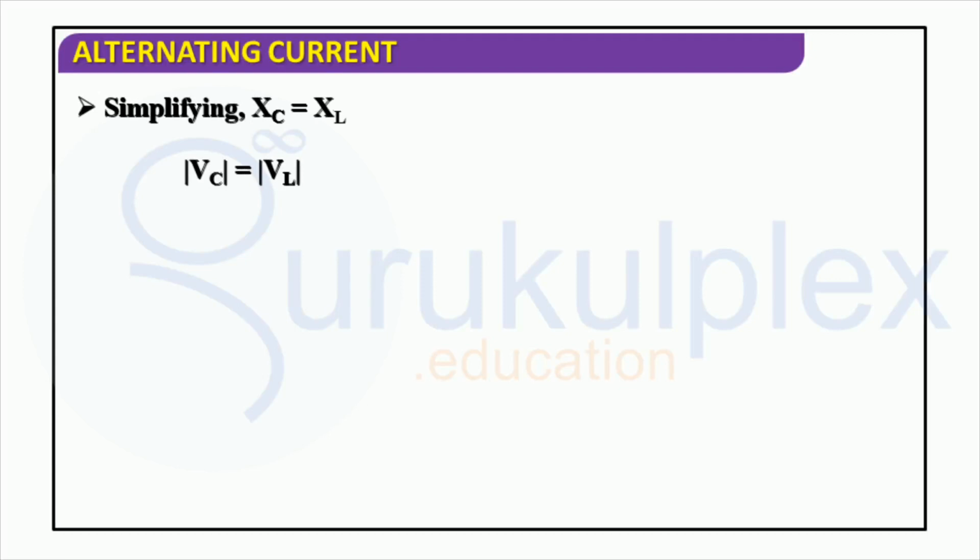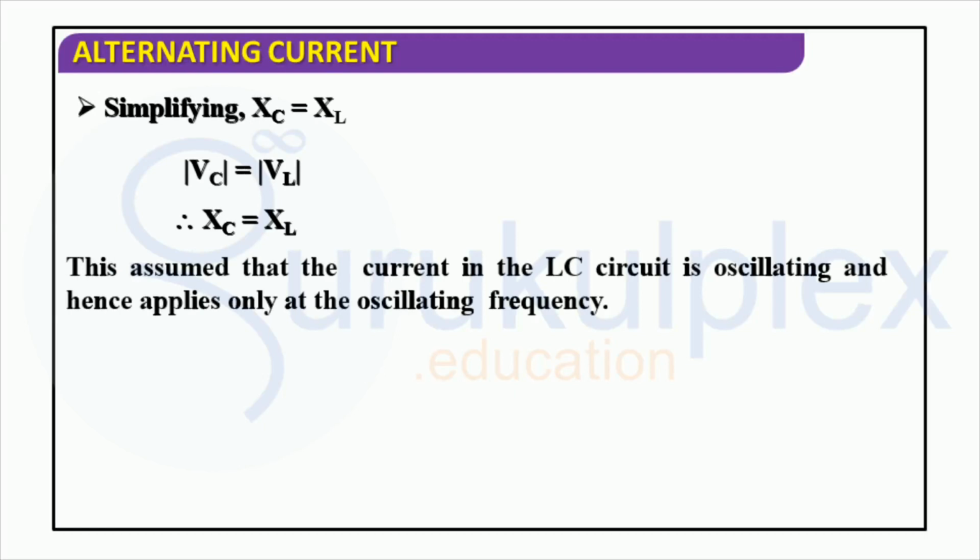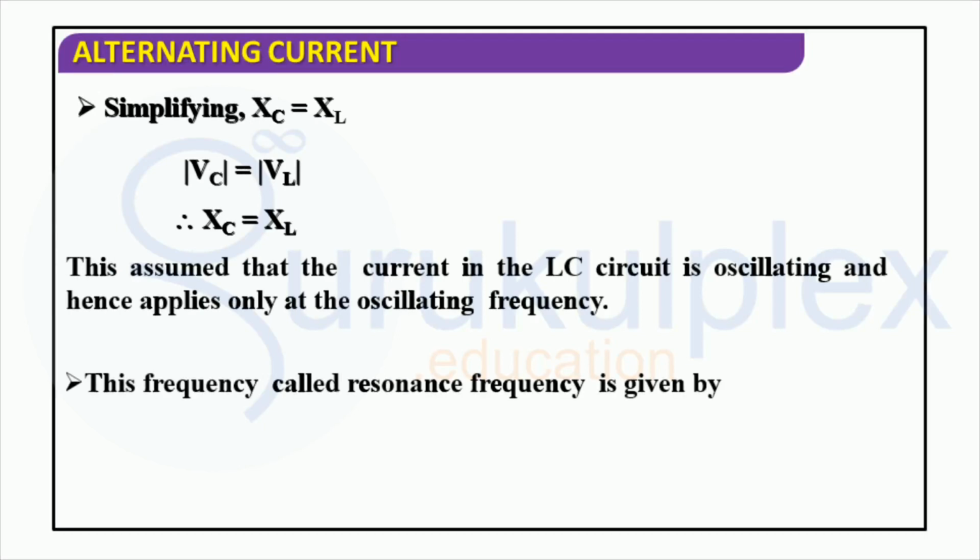The equation XC equals XL demonstrates a connection between the capacitance of a circuit and its inductance at a given resonance frequency. This frequency is figured out utilizing the given equation. By changing the capacitance and inductance of the circuit, it is conceivable to accomplish a desired resonance frequency.